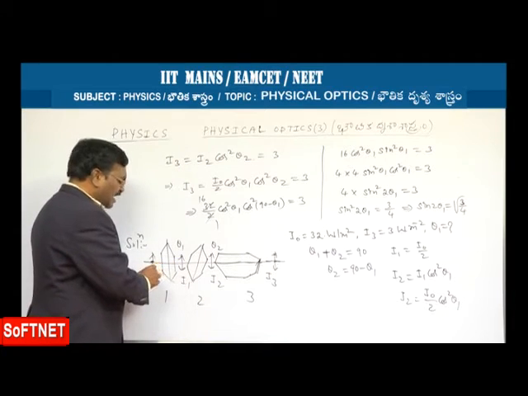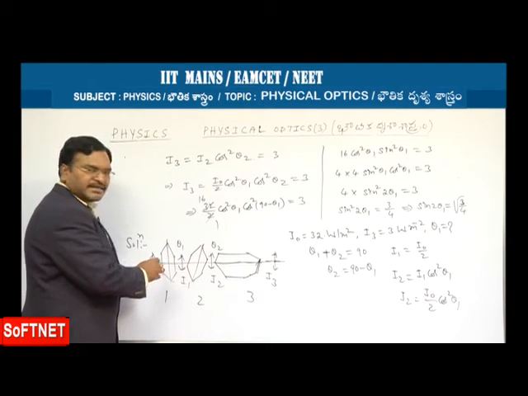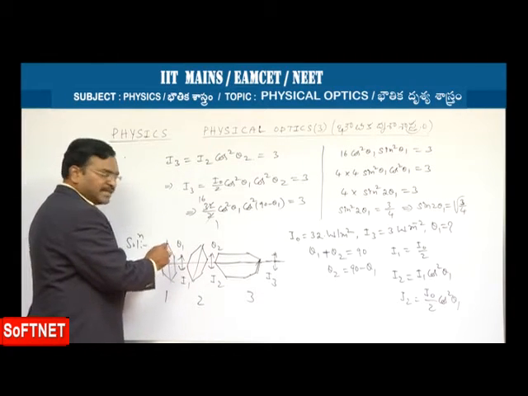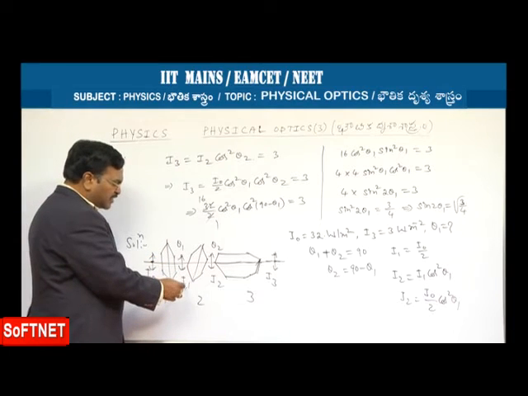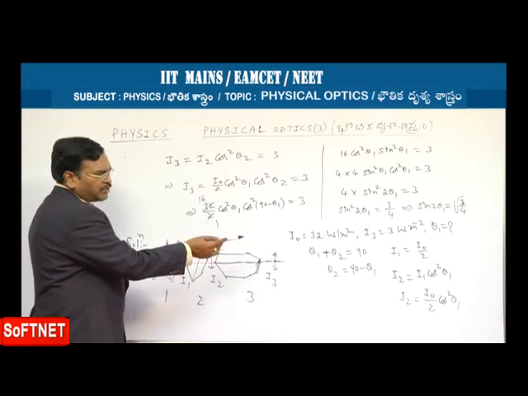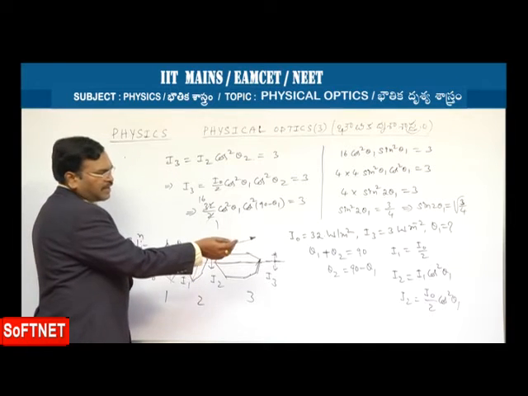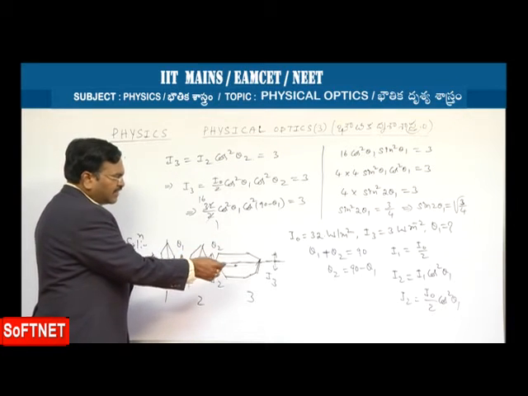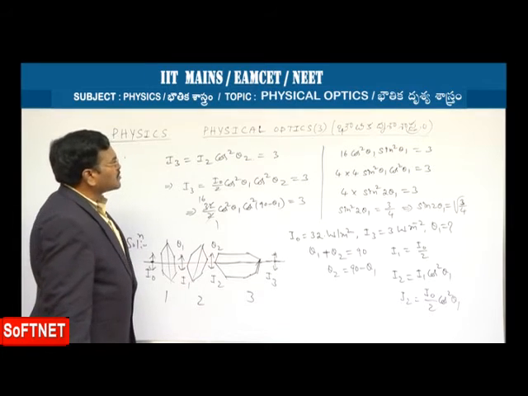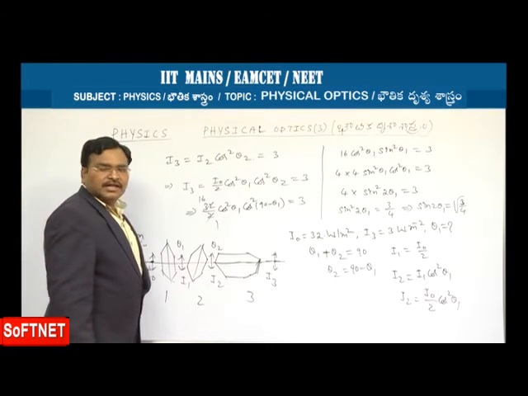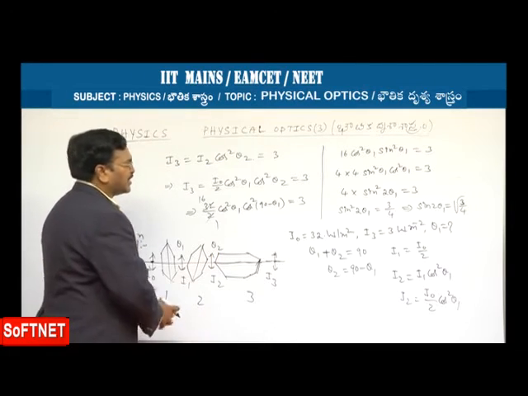First of all, I naught is the initial intensity. When I naught is incident on the first polarizer, it becomes I1, which is I naught by 2. After that, I2 is I1 cos square theta 1. I3 is I2 cos square theta 2. From this only we are getting the result.